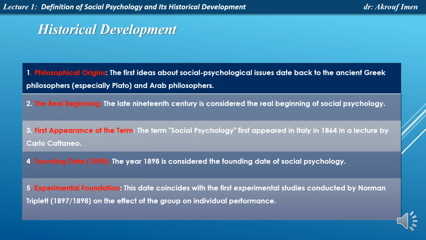Historical development. Philosophical origins. The first ideas about social psychological issues date back to the ancient Greek philosophers, especially Plato, and Arab philosophers. The real beginning: the late 19th century is considered the real beginning of social psychology. First appearance of the term. The term social psychology first appeared in Italy in 1864 in a lecture by Carlo Cattaneo. Founding date. The year 1898 is considered the founding date of social psychology. Experimental foundation. This date coincides with the first experimental studies conducted by Norman Triplett on the effect of the group on individual performance.